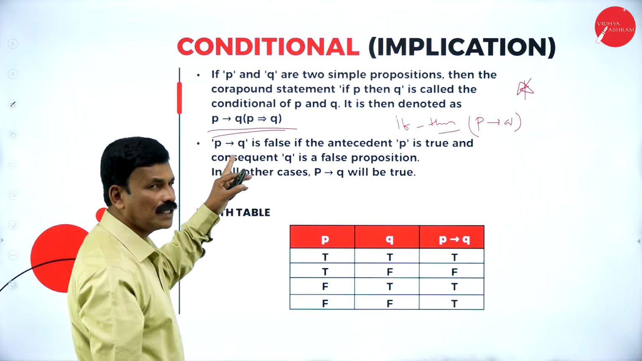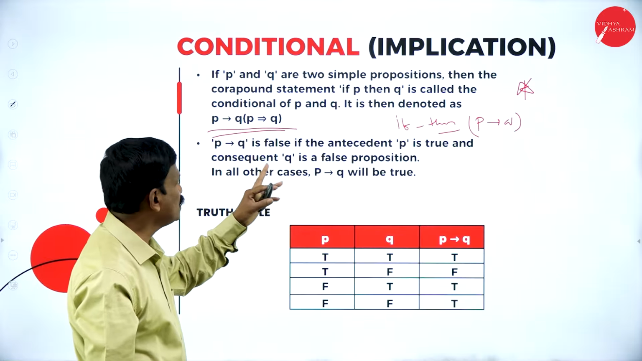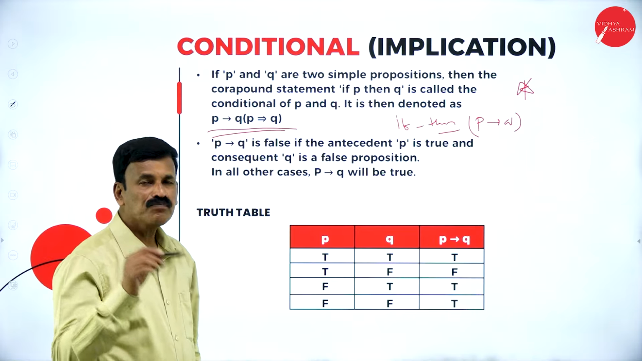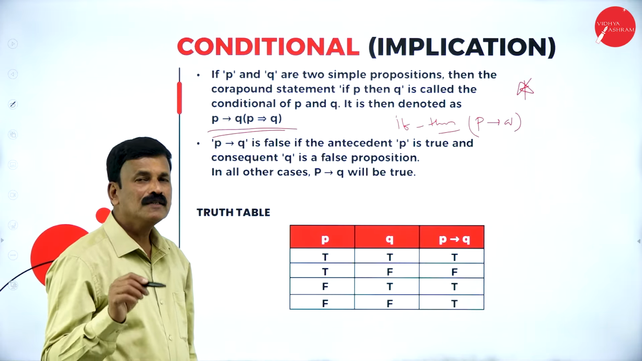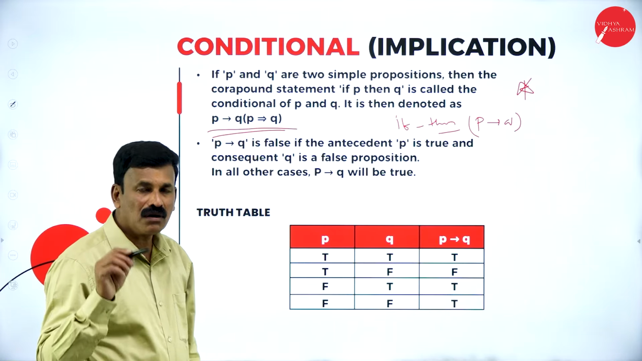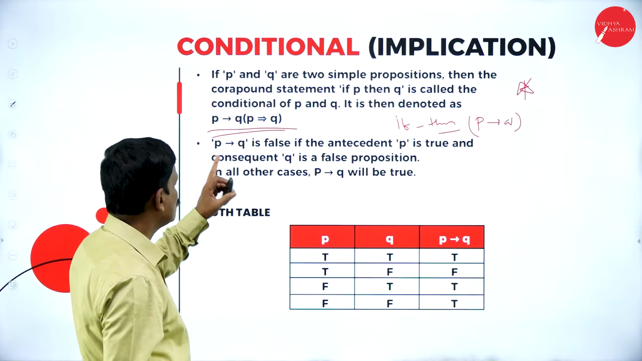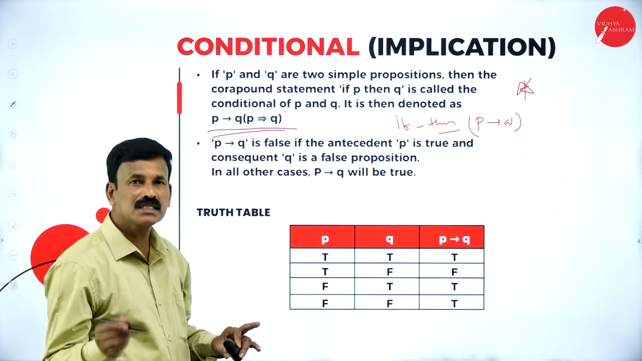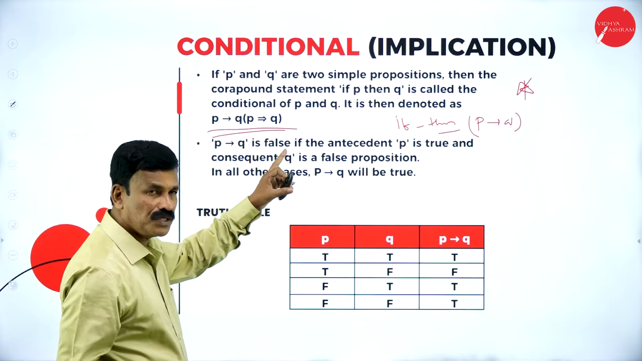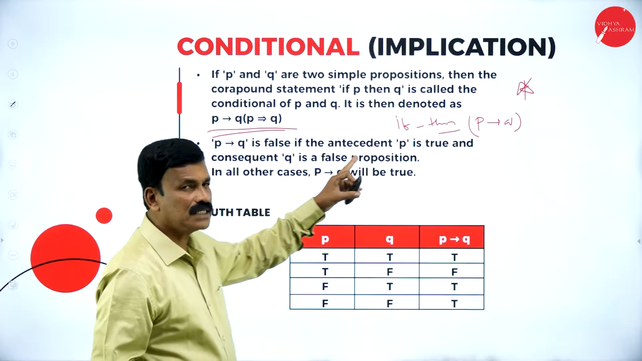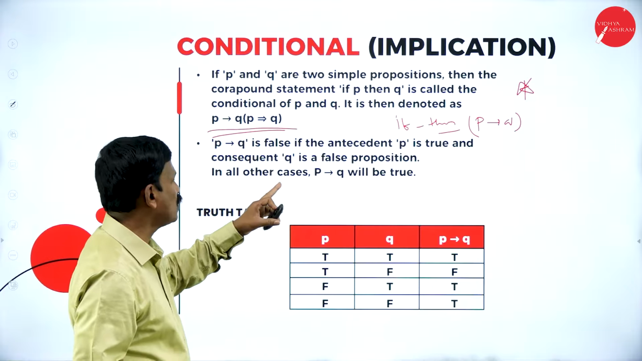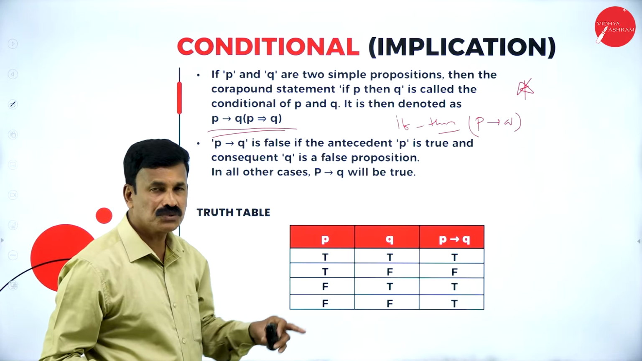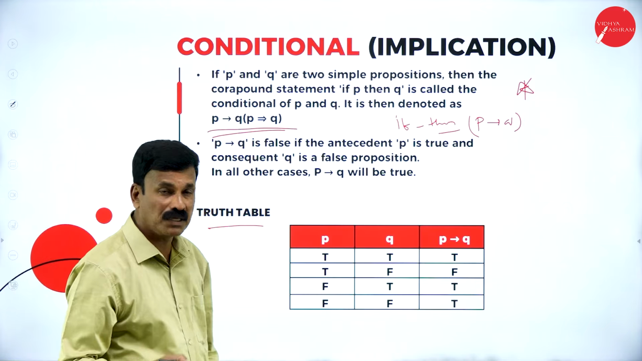P → Q is false when the antecedent P is true and the consequent Q is false. That means if P is true and Q is false, then the conditional statement is false. In all other cases, it is true. That is, P → Q is false if and only if the antecedent P is true and the consequent Q is false, and in all other cases it will be true.